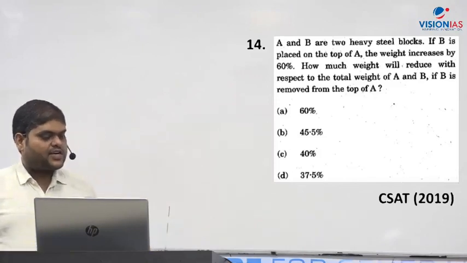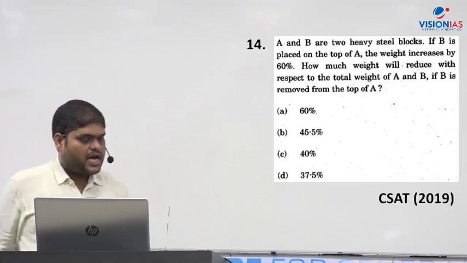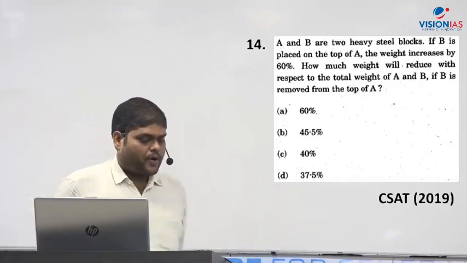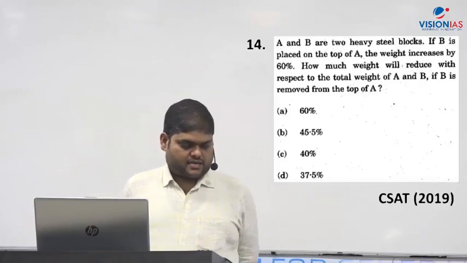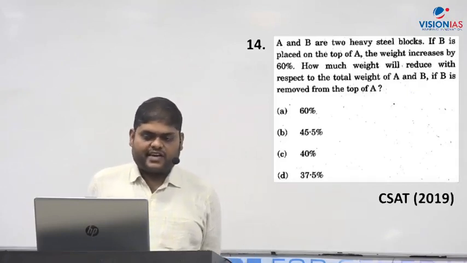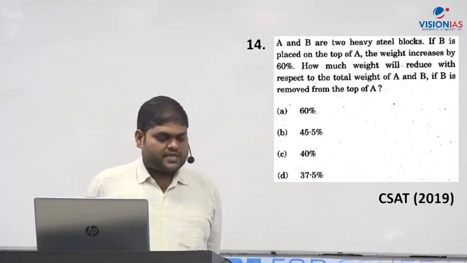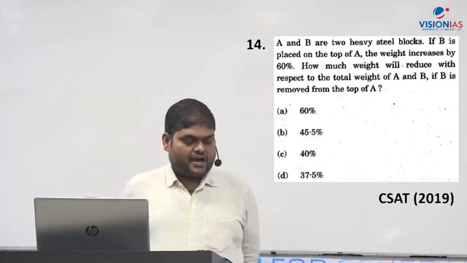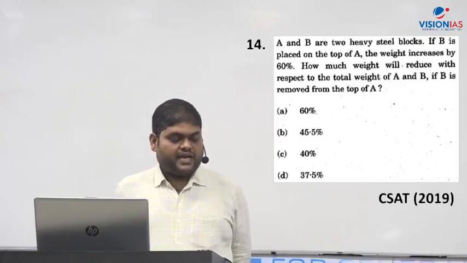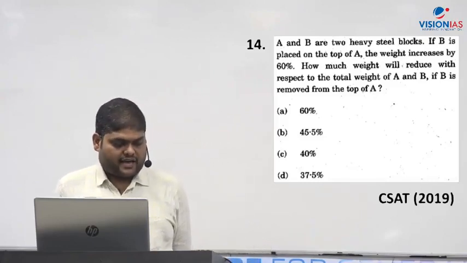A and B are two heavy metal blocks. If B is placed on top of A, the weight increases by 60%. How much weight will reduce with respect to the total weight of A and B if B is removed from the top of A?